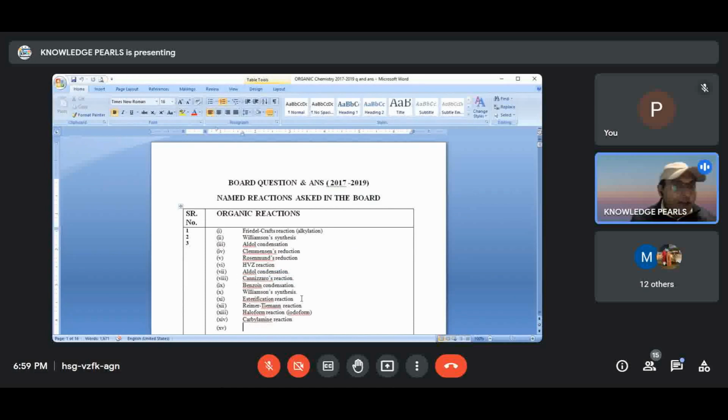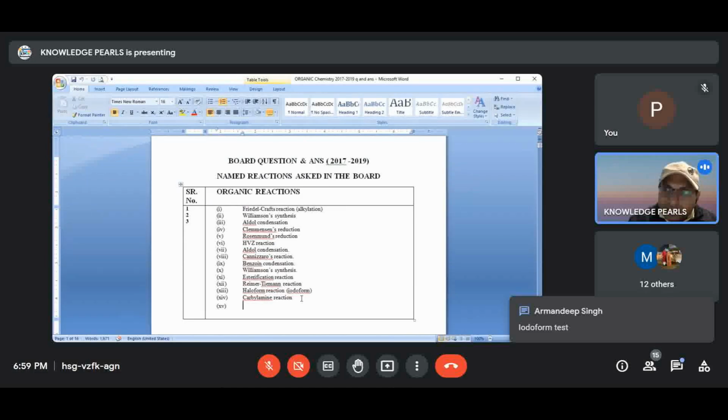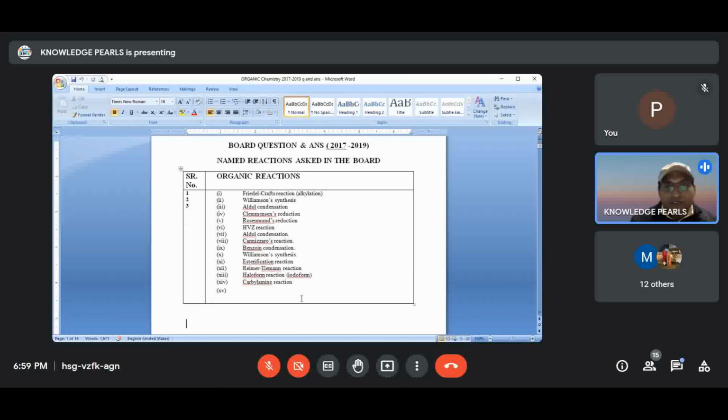Reimer-Tiemann, haloform. Haloform as such will not be asked in the exam, but the tests will be asked in the exam. So if you are going to talk of tests: iodoform test, carbylamine test, okay, and Lucas test, these are very, very important. Along with that, phenol bromine water test. These are the tests, and we had also missed Fehling's solution and Tollens' reagent test. These are tests also very important.